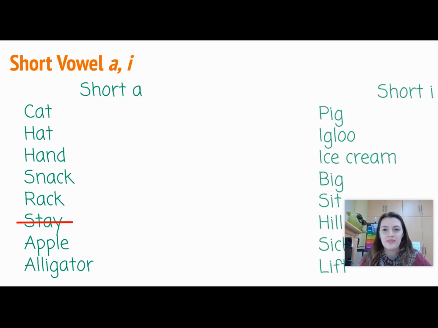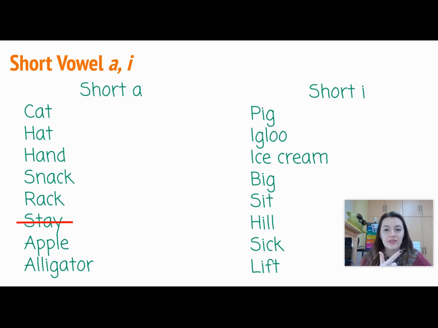Pig, igloo, ice cream, big, sit, hill, sick, lift. Now, if you have any of these words, circle them. Good job. Except there's one that's wrong. Can you find it? Touch your screen now, the word that's incorrect. Ice cream. That's right. Ice cream is the long I. It's not "iss-cream." It's ice cream. So that one is incorrect. If you have pig or big or sit, any of these words that I wrote, circle them and give yourself a point. Good job.